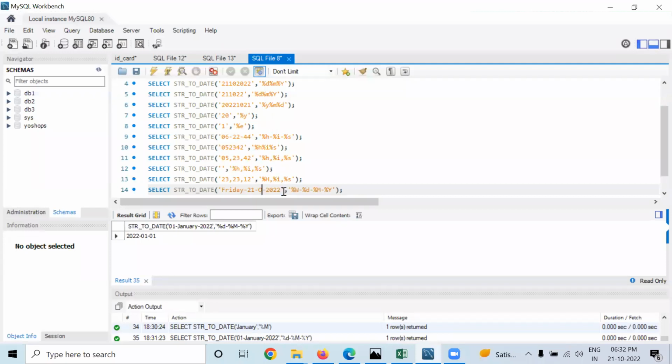21. October. Okay. Control Enter. Now it is showing today's date. So whenever you are mentioning day, in that case, you have to put this percentage W, like weekdays. Is it clear, everyone? Sunday to Saturday, you can mention with the help of percentage capital W. I hope it is clear to all of you.